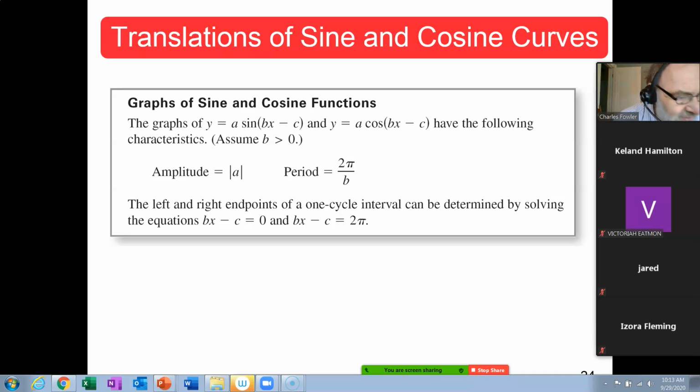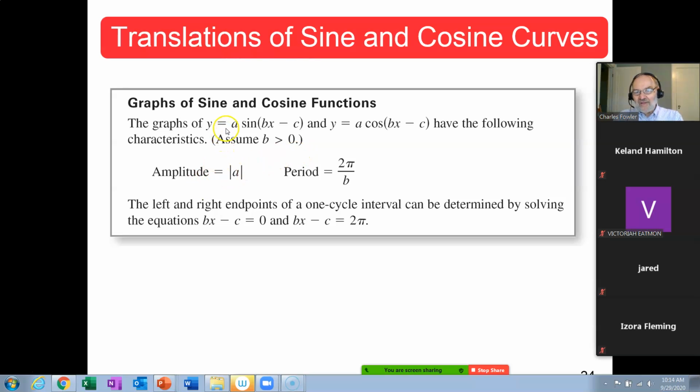So everyone who just got here, we're in chapter 4, trigonometry, section 4.5, graphs of sine and cosine functions. We're on page 301, the box in the upper part of the middle of the page. The graphs of y equals a sine. Now, if I were doing this, I'd put the b on the outside of the parentheses and have just x minus c in here. They put the b on the inside, so it messes everything up. Or y equals a cosine, same thing here, bx minus c, have the following characteristics.